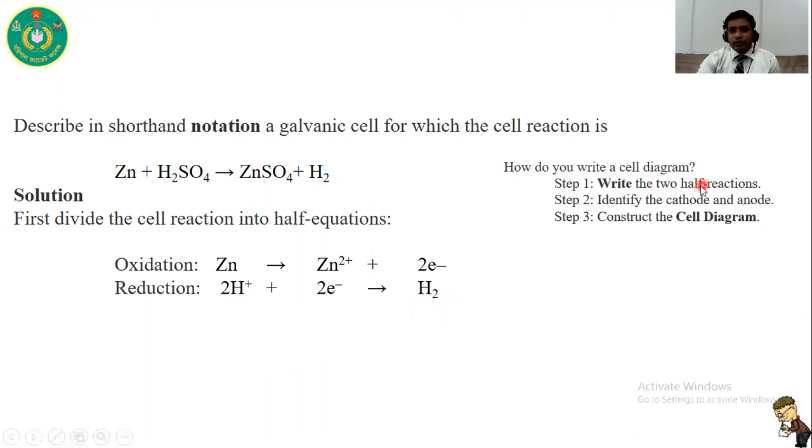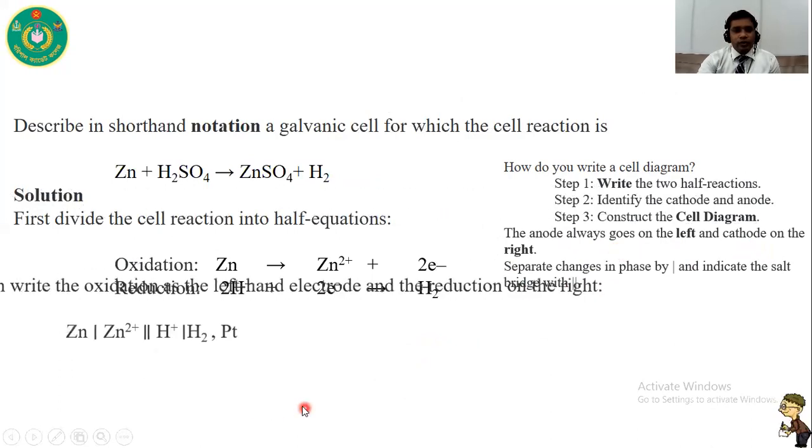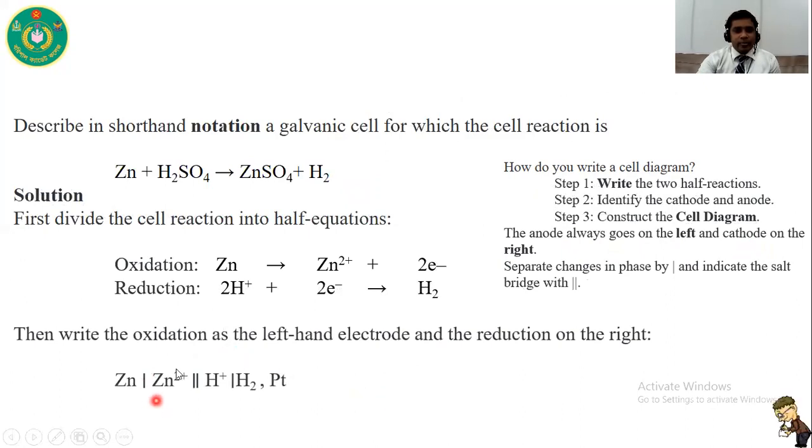So we write two half reactions, and as this is oxidation, this is the anode, and as this is reduction, this is the cathode. To construct the cell diagram, we write the anode on the left and the cathode on the right, and we must separate anode and cathode by these two bars. So the cell representation is, this is oxidation, so we write Zn | Zn2+ as it is a metal-metal ion electrode, and in case of reduction we write H+ | H2, Pt, this is a gas electrode.